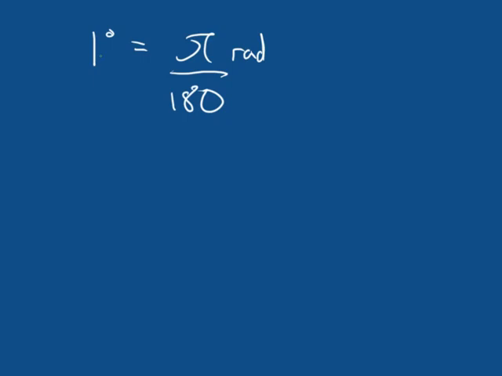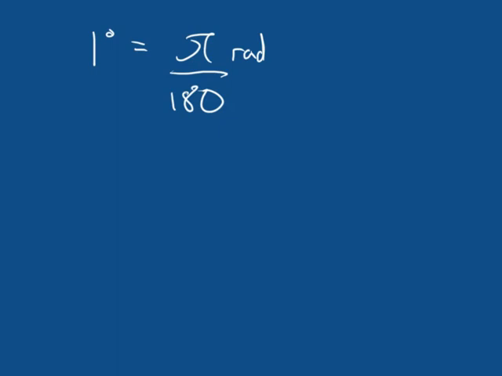That means if we want to convert our value in degrees to radians, we multiply our degree value by pi over 180, or in other words, we divide by 180 and we multiply by pi. So to convert from degrees rather to radians, we multiply by pi over 180.